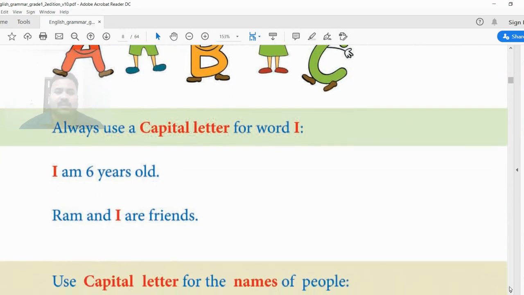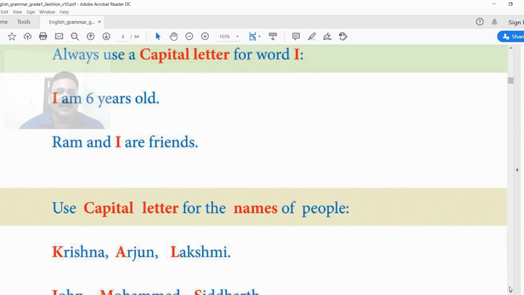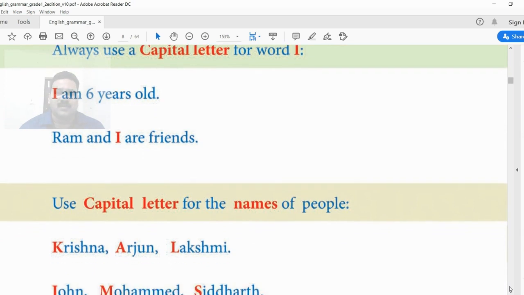Always use a capital letter for the word I. Whenever you use the word I, please capitalize it wherever it is, if it is in the beginning or also in the middle. I am 6 years old. So use the capital I. Ram and I are friends. So here also you have to use the capital I only. Whenever I comes, you have to use a capital letter.